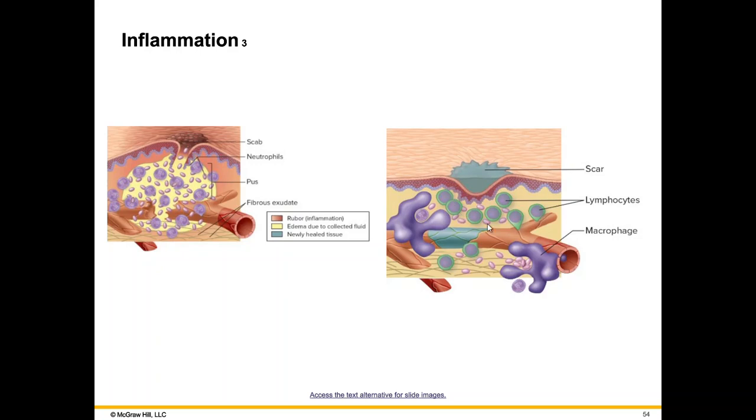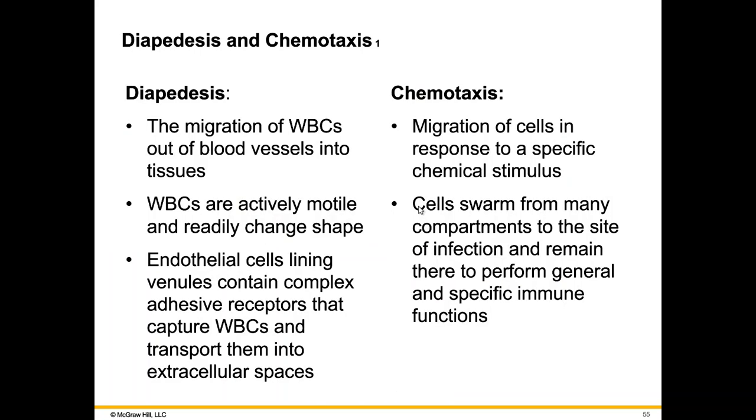We have in the green cells our lymphocytes that have now come in to assist in our immune response and inflammation. We also see some macrophages that are helping to take care of more of these bacterial cells.